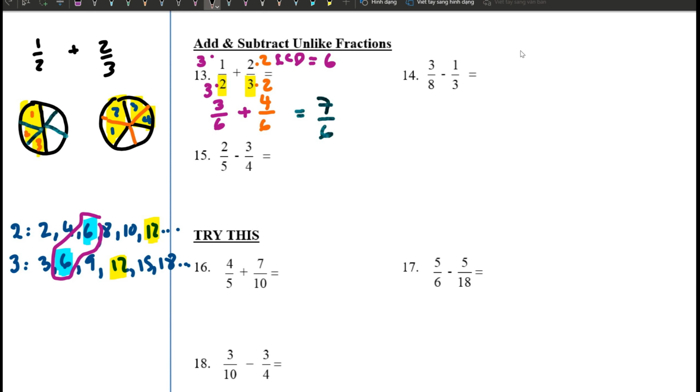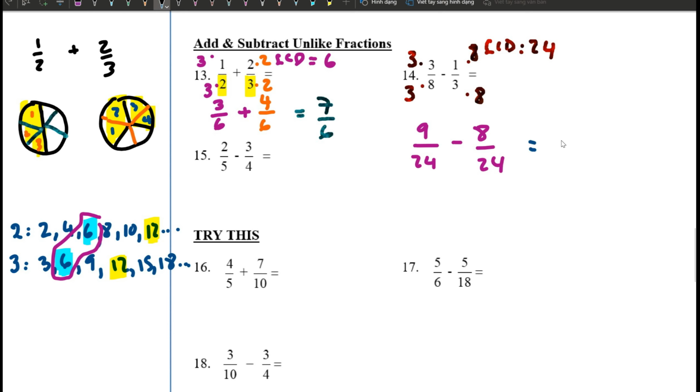3/8 minus 1/3. So your LCD will be 24. You multiply the first fraction by 3 and the second fraction by 8, right? Basically we cross multiply. So 3 times 3 is 9 over 3 times 8 is 24, minus 1 times 8 is 8 over 3 times 8 is 24. 9 over 24 minus 8 over 24 will give you 1 over 24.